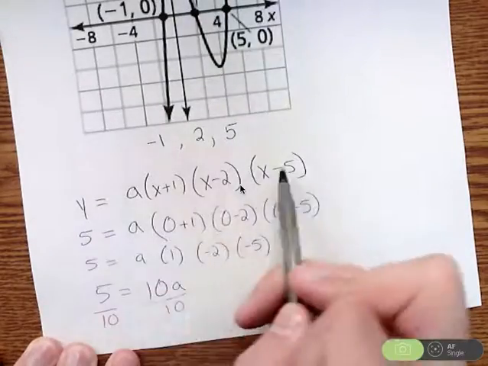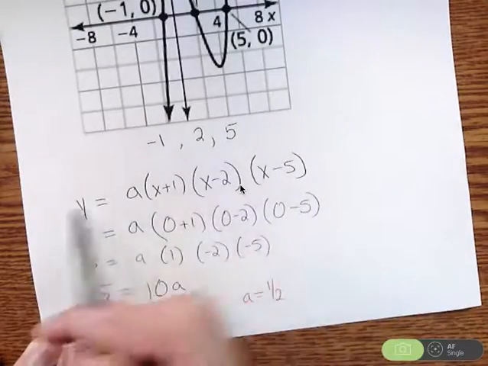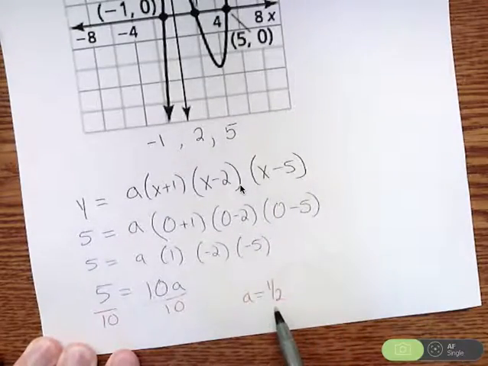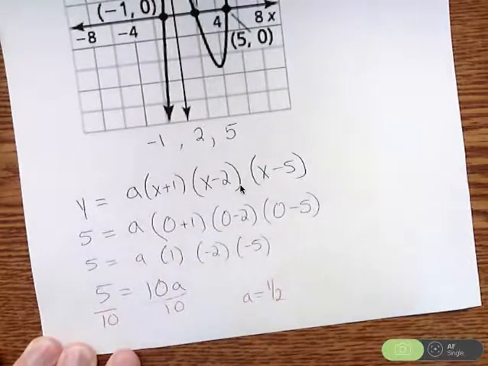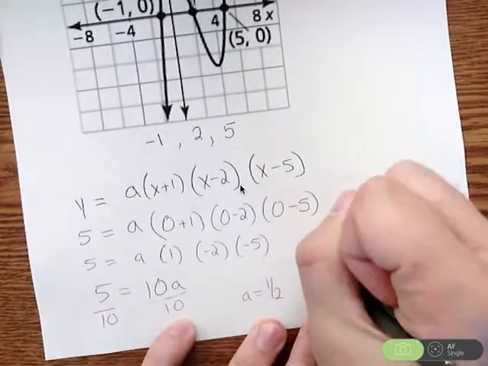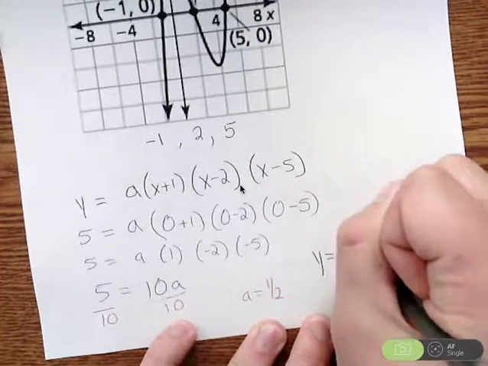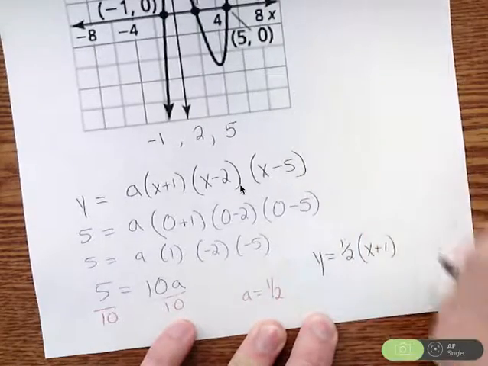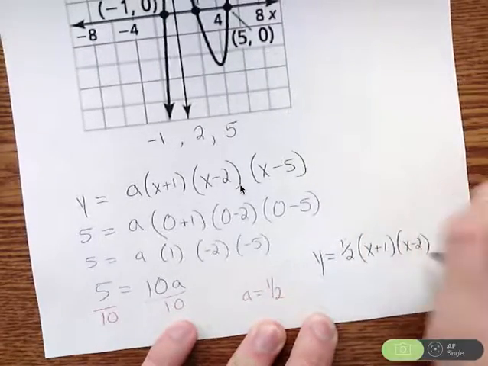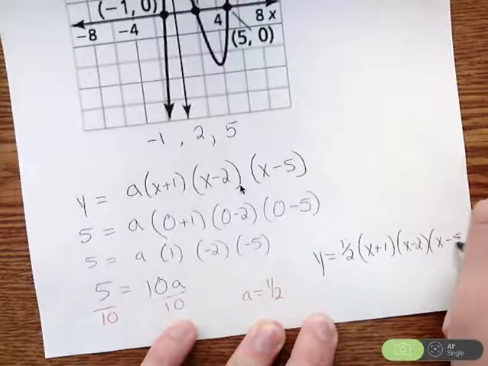So I had my original factored form polynomial up here. I had everything figured out. I just didn't know a yet. Now that I know a, I'm going to rewrite my top function and plug in for a. So my answer here is going to be y equals 1/2 times x plus 1 times x minus 2 times x minus 5.